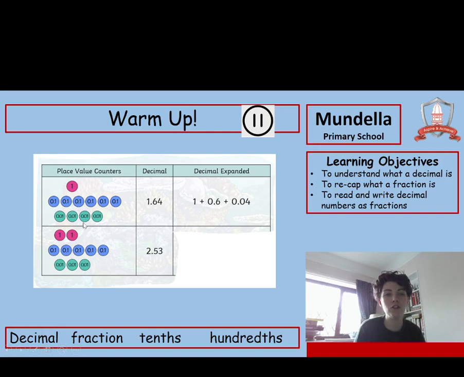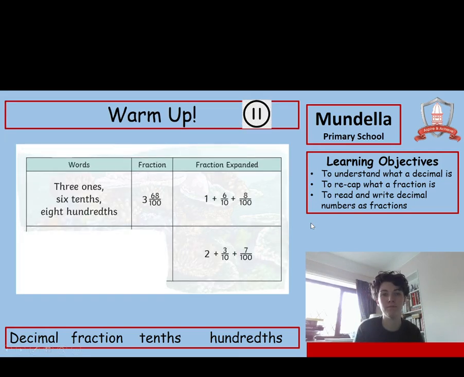Okay, what I'd like you to do now is to write down the decimal expanded for 2.53. Pause the video to have a go. Okay, your answer's coming up on the screen now. Well done if you got it correct. 2 plus 0.5 plus 0.03. Fantastic. Well done, Year 5.